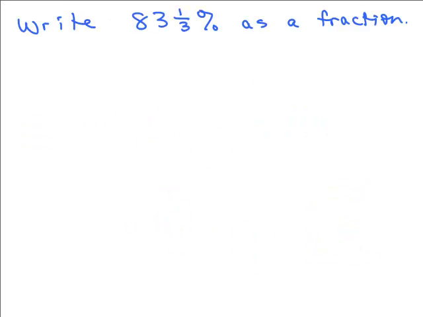Here's one more problem for you to try. Write 83 1/3% as a fraction. So put the video on pause and try it on your own first. Okay, let's go for it. We've got 83 1/3%. So I need to change the 83 1/3 to an improper fraction. So I have to do 3 times 83, which is 249, and add 1. That's 250 thirds. That's how I write 83 1/3.